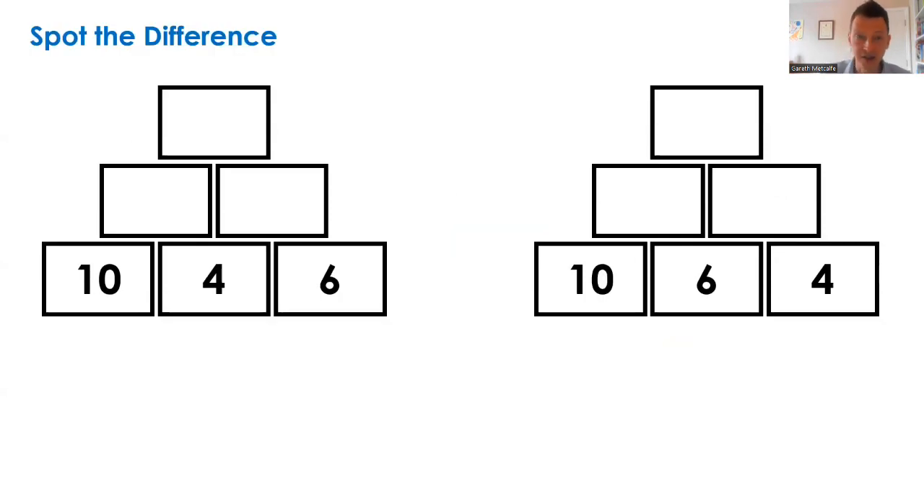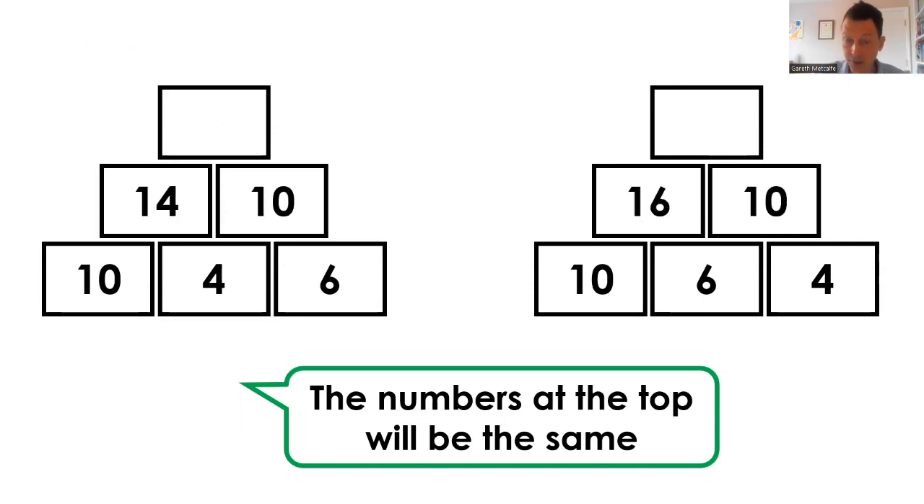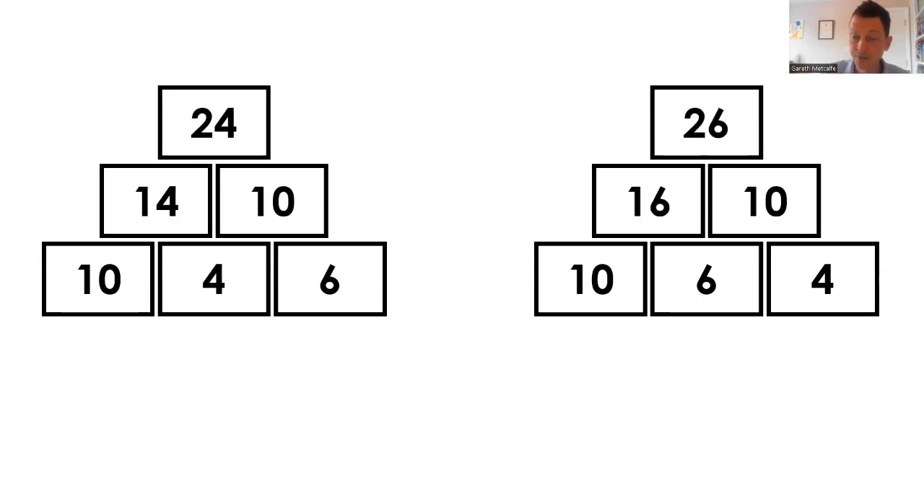Have a look at these two images and ask the children to spot the difference. And then the numbers at the top will be the same. Do we agree or disagree with that? Then we can work them through. And often to children's surprise, what we come to see is the values in the top boxes are different. Can we explain why?